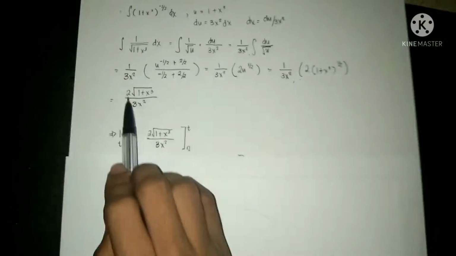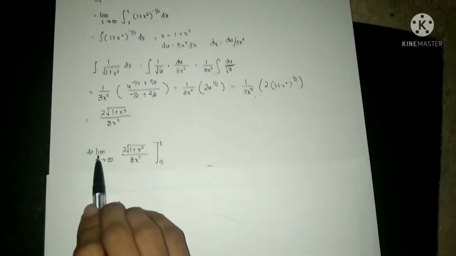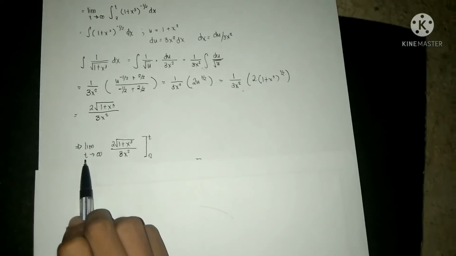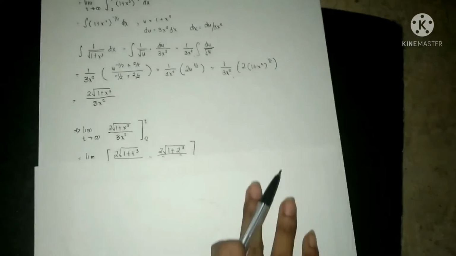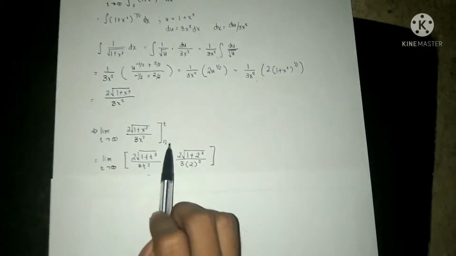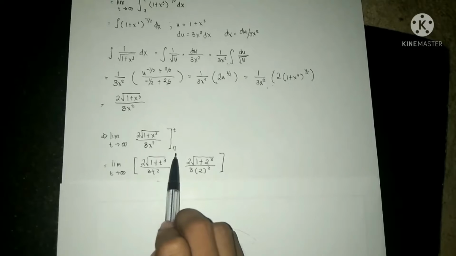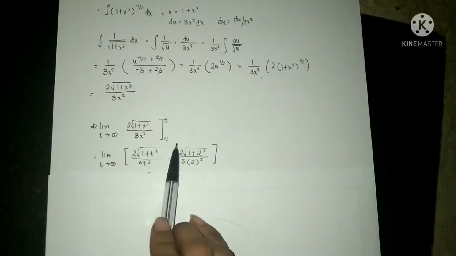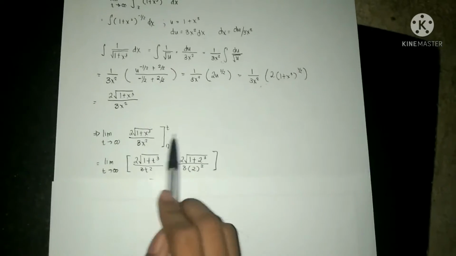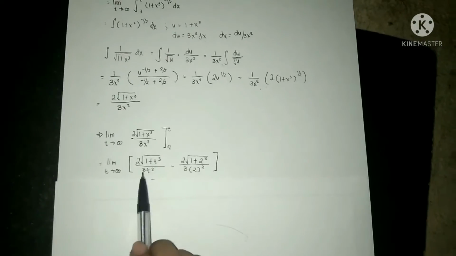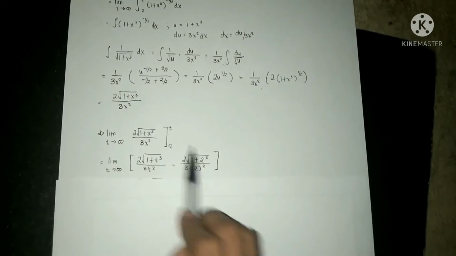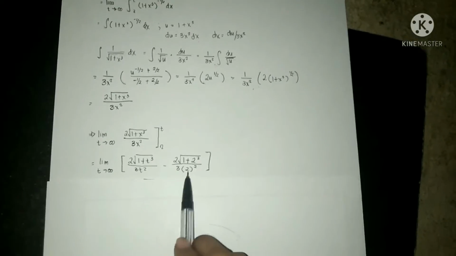So, kunin na natin yung limit nitong nakuha nating integral. So, limit of 2 times the square root of 1 plus x cubed over 3x squared as t approaches positive infinity. So, next is let's plug in the value of our lower and upper limit. So, limit of 2 times the square root of 1 plus yung t natin dito, so t cubed over 3t squared minus 2 times the square root of 1 plus 2 cubed over 3 times 2 squared.